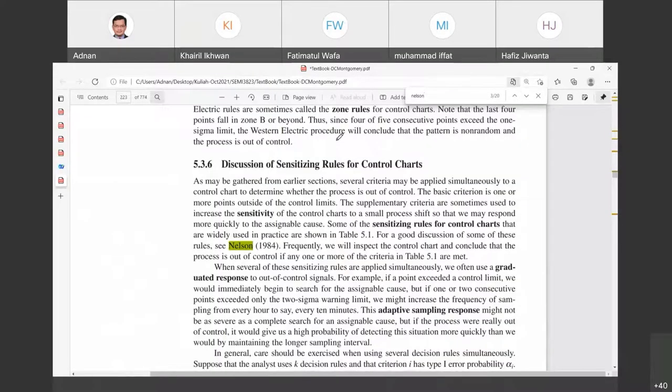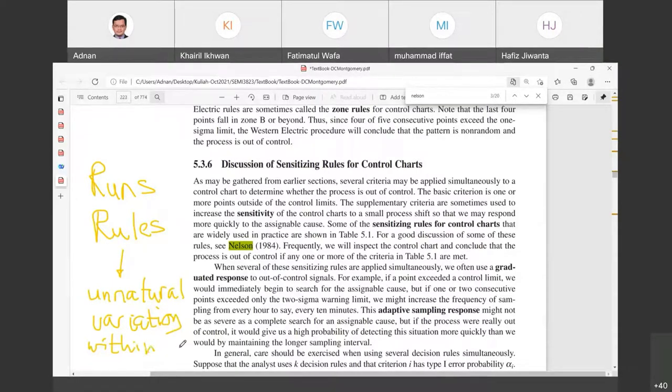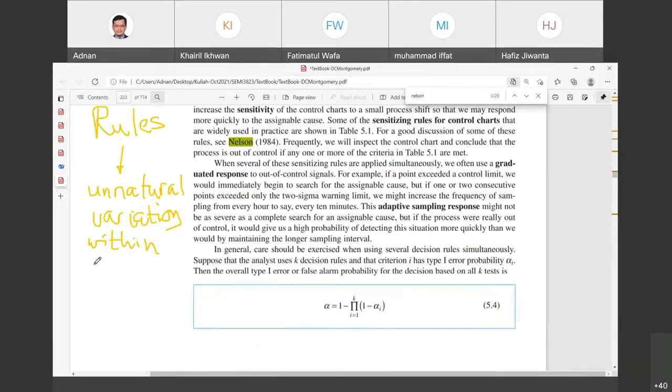Nelson's runs rule also can be used. Runs rule is also a method that we can use to recognize variability within control limits, to detect unnatural variation within control limits. When I say control limit, I'm referring to the upper control limit and the lower control limit.